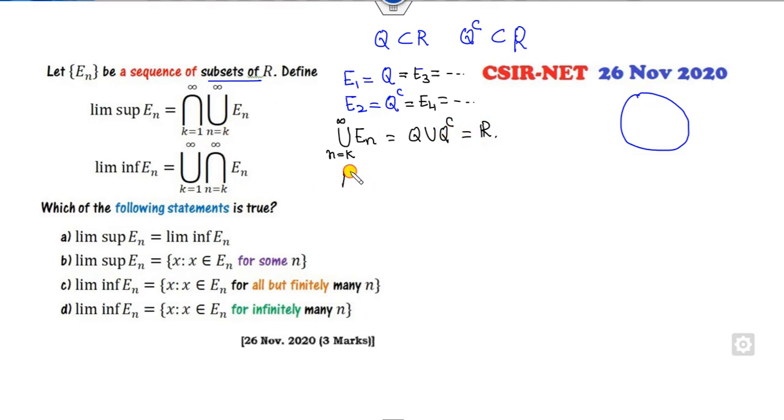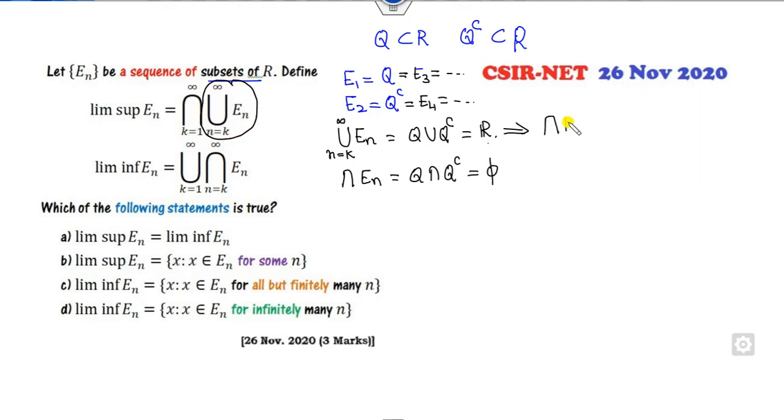Next we need the intersection of En. What is the intersection of Q and Q complement? This is my phi. Clear? Then I can start from here. This value is my R. What is the intersection of this R? It is my R. Then the union of phi is my phi. So clearly they are not equal. So the first option is cancelled. Fine. It's a very simple elementary task.